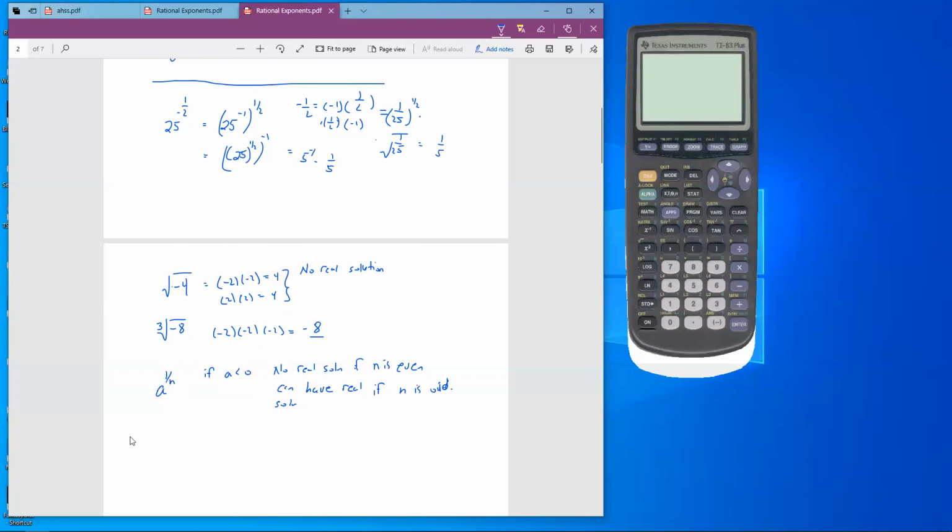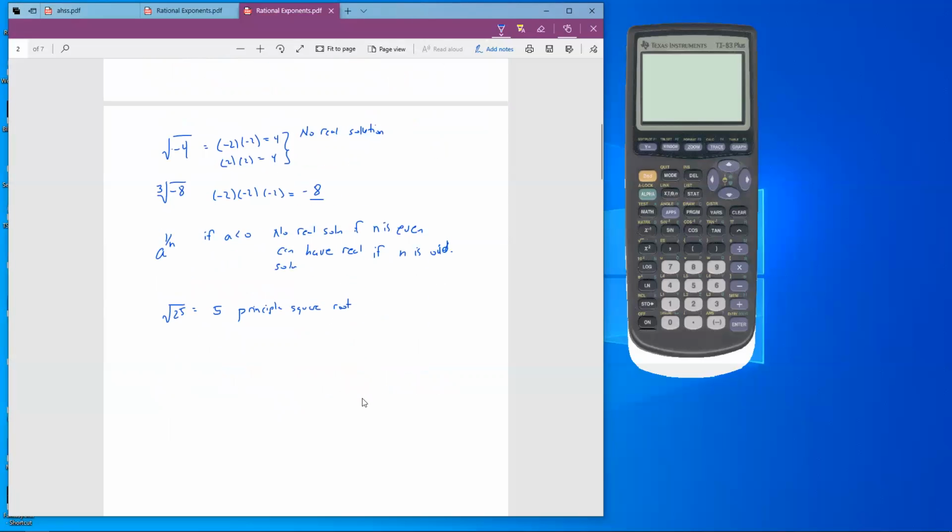Let me draw a distinction for you, because a lot of times people will talk about the square root of 25. We just call that 5. We're looking for what's called the principal square root. A lot of times people say, but in high school I learned it was plus or minus. Well, it can be, but there's a slightly different context to it.